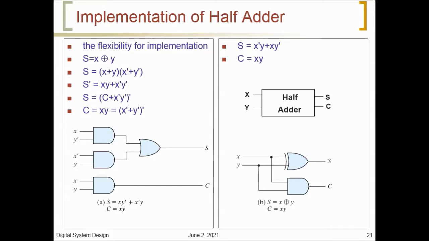The logic diagram of the half adder implemented in sum of products is shown here. It can also be implemented with an exclusive OR and an AND gate, as shown below the block diagram. This form is used to show that two half adders can be used to construct a full adder.